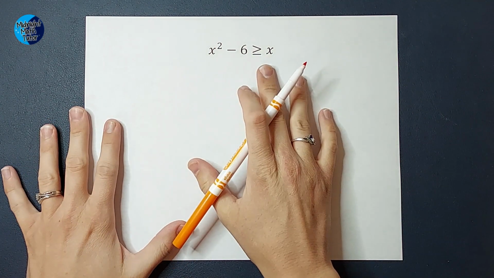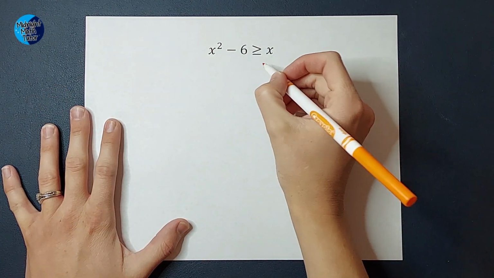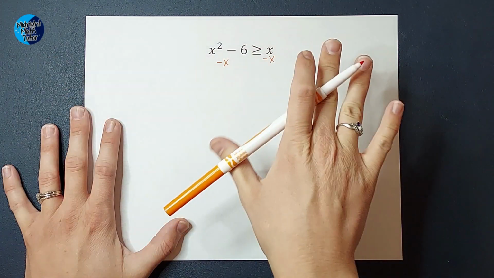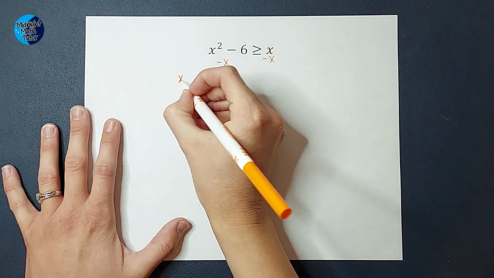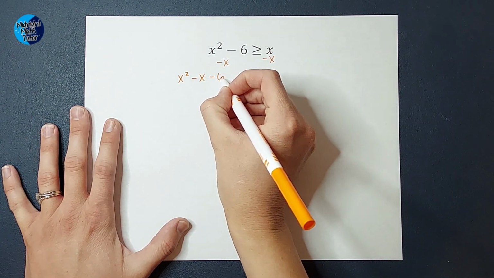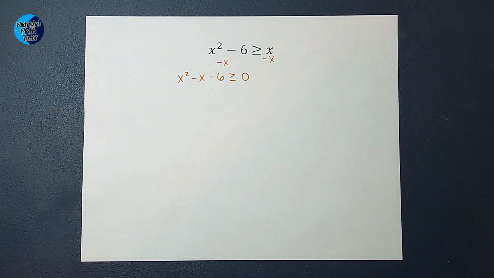So first thing I want to do is to get everything on one side, okay? So I'm going to subtract the x from both sides so that everything's on this side. I'm just left with a 0 on the right side, okay? So when I subtract that x off, I end up with x squared minus x minus 6 is greater than or equal to 0, okay?